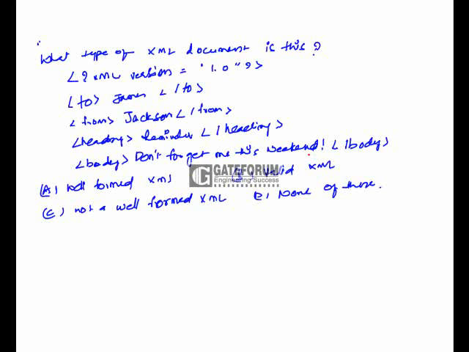What type of XML document is this? Option A, well-formed XML. Option B, valid XML. Option C, not a well-formed XML. Option D, none of these. Here, one XML document is given.